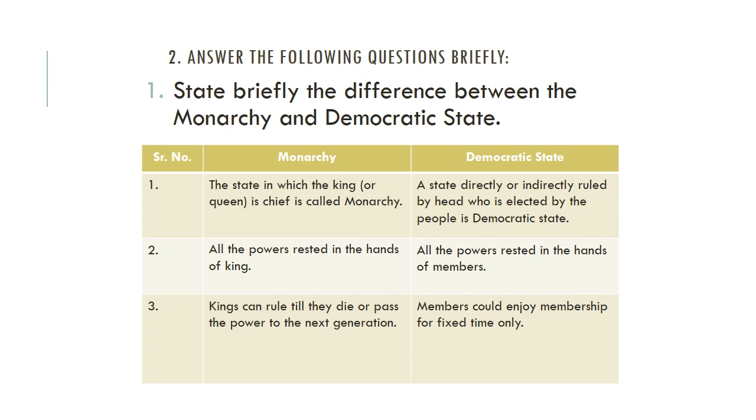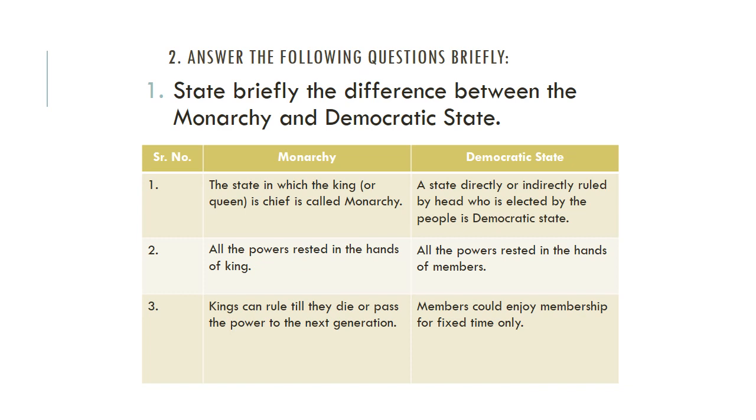Second, all the powers rested in the hands of the king. The king had all the powers in monarchy, while all the powers rested in the hands of members of the state assembly. The members who are elected by the people, they had the powers. And third, kings can rule till they die or pass the power to the next generation. The dynasties. After the death of the first king, his child, his son, would be the next ruler. So that was the working in monarchy.